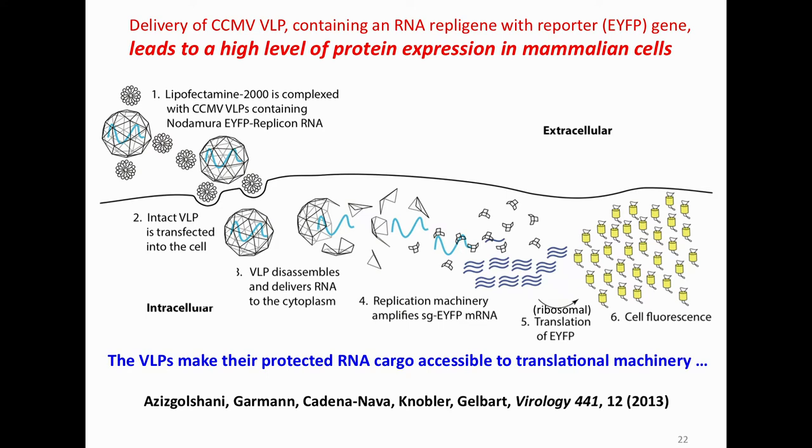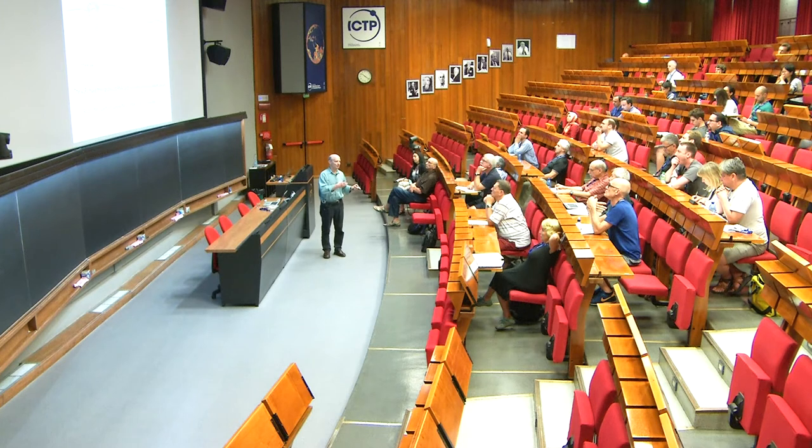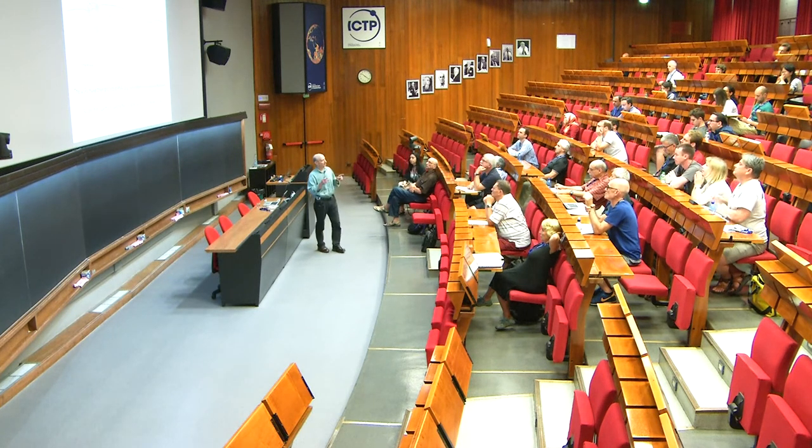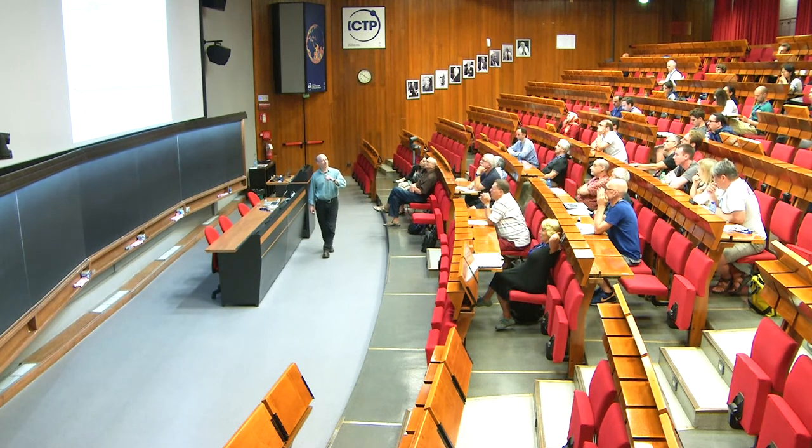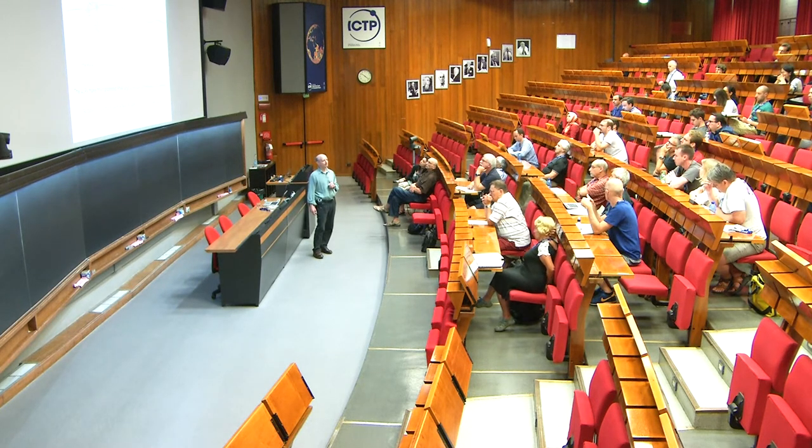Remember, we've got the replicase gene from an insect virus. We're packaging it in the capsid from a plant virus. And we want everything to work in mammalian cells. One of the reasons we picked Nodamura was not just that it had the right replicon length, but it had been shown to be active in mammalian cells.